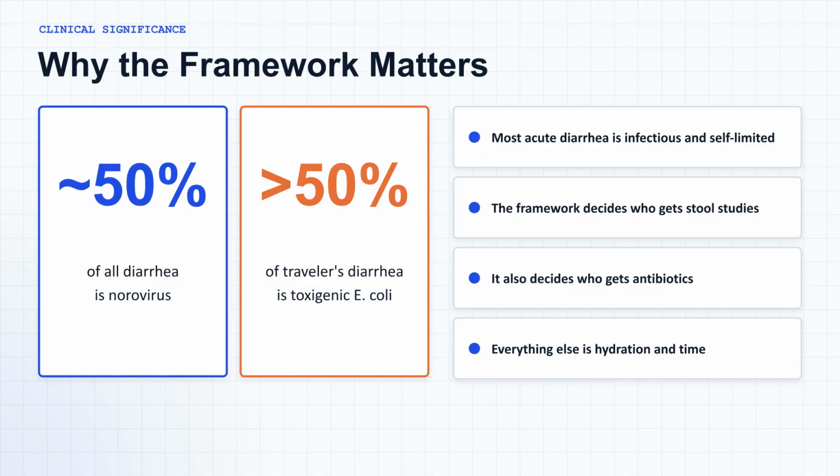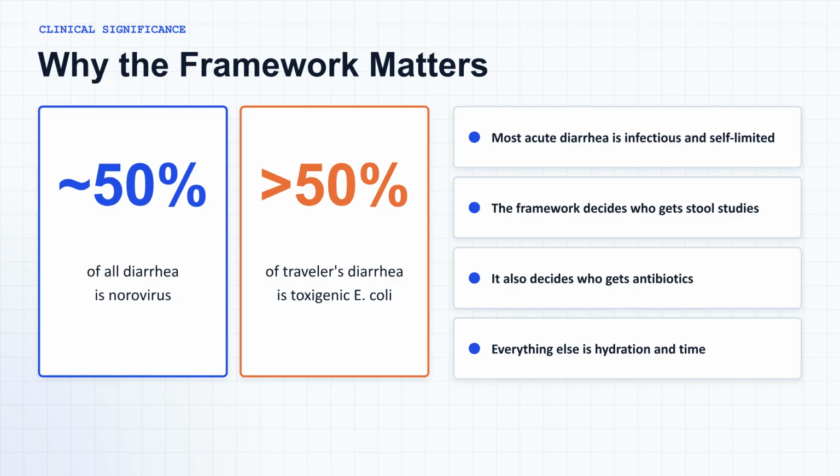Norovirus alone accounts for about 50% of all diarrhea. Toxigenic Escherichia coli accounts for more than half of travelers' diarrhea. If you test everyone, you will drown in results you cannot interpret. If you treat everyone, you will cause harm. So the framework does two jobs. It tells you which patients need stool studies, and it tells you which patients need antibiotics. Everything else is hydration and time.